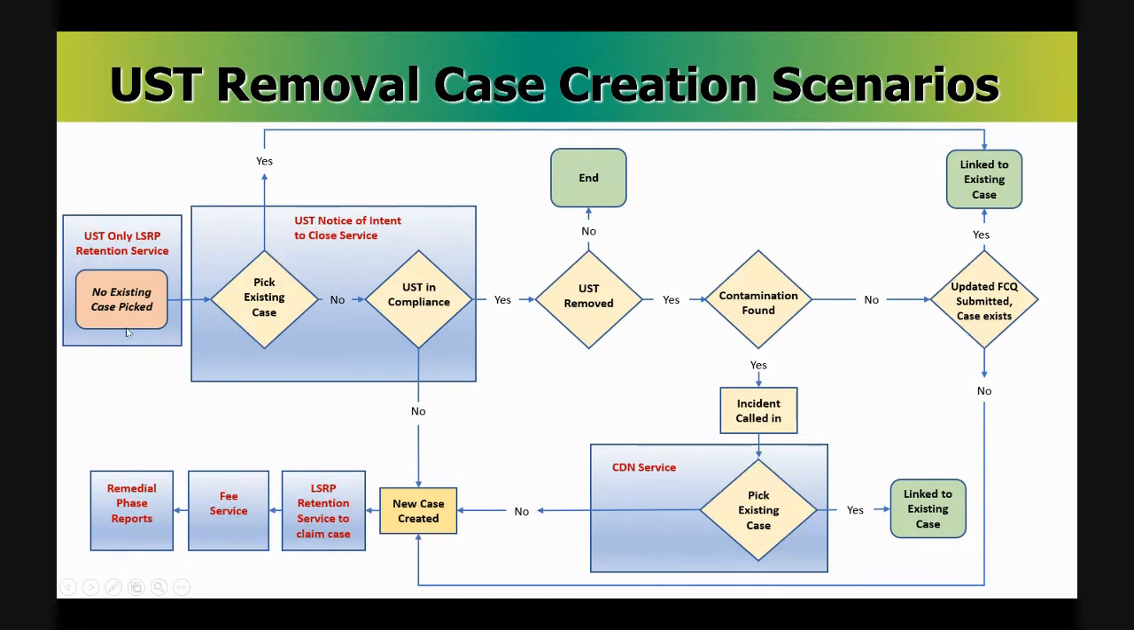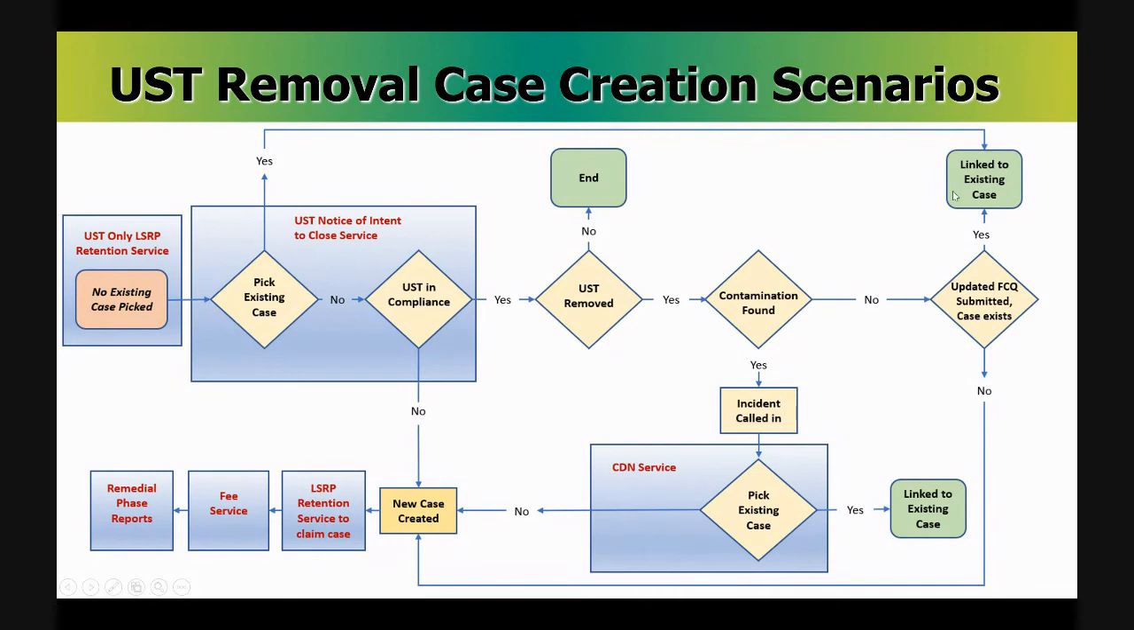A lot of LSRPs will want to either just file an NOI, or they will be responsible for pulling the UST and then all of the subsequent remedial activities that might occur after that. And we have no way of knowing what that scope is at that point. So the scope for that is really filing the NOI at that point. If we move to the right, the NOI gets filed after the retention, and the LSRP has an opportunity to pick an existing case, if there is one. If they do pick an existing case, then basically that closure service will get linked into the existing case.